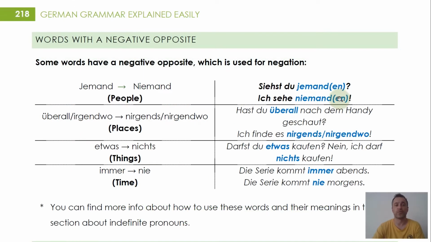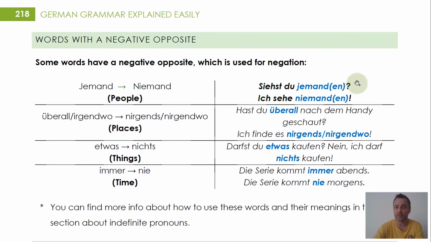So beside those three, we also have words with negative opposite. Don't worry, you have this in English too. It's simply a translation with a few minor changes in usage. So first thing, jemand and niemand, that's somebody and nobody. And we use this exclusively for people.